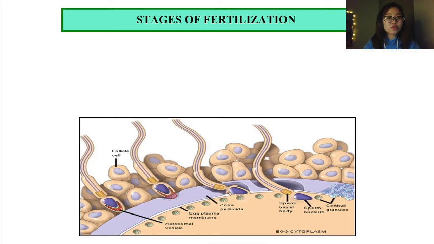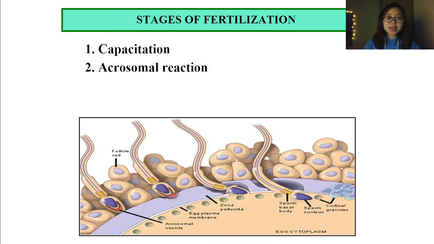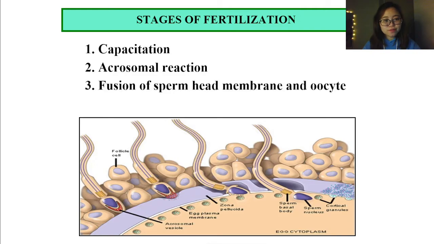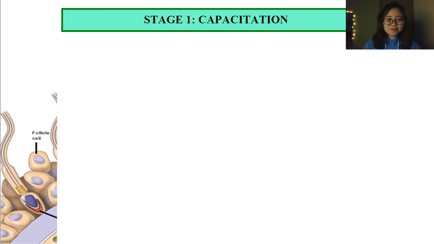Now, it is divided into 4 stages, as you may have already guessed. The first stage is capacitation. The second is acrosomal reaction. The third is fusion of sperm head membrane and oocyte. And the fourth is cortical reaction. Now, it's not enough to just simply list them. Let's also try to explain what happens in each of these stages. Are you ready? Let's continue.